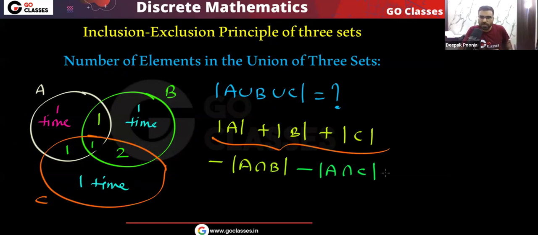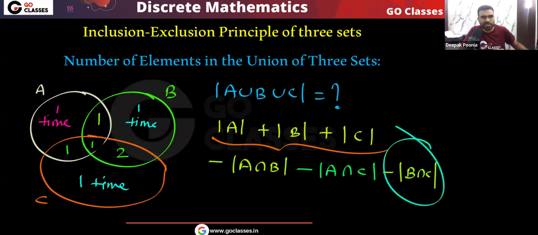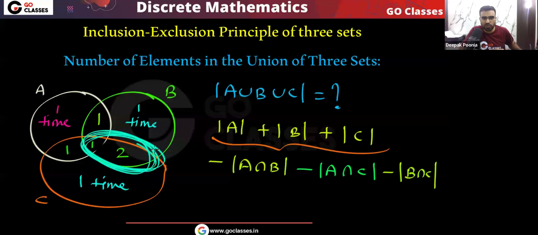Okay, so what I will do, let me remove the number of elements in B intersection C. So you can see these elements in B intersection C. These elements I am removing one time. You can see minus number of elements in B intersection C. So if I remove these elements one time, then what will happen? This 2 will become 1 and this 1 will become 0. Okay, yes or no? So this 2 will become 1, this will become 1, and you can see this will become 0. Okay, now can I say my formula is perfect?